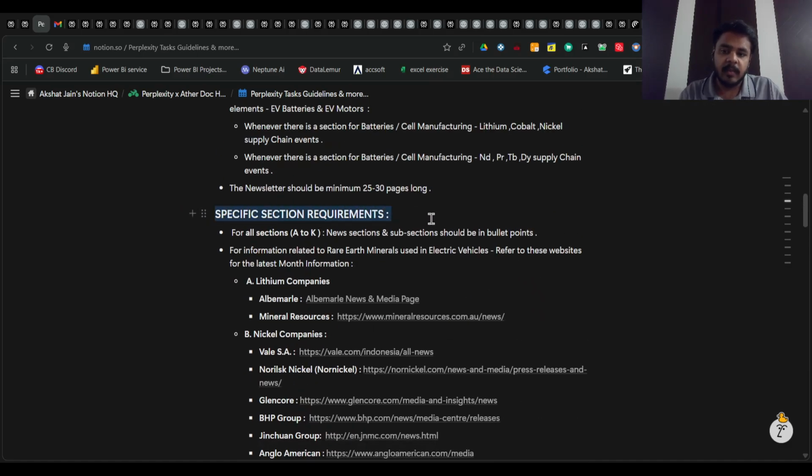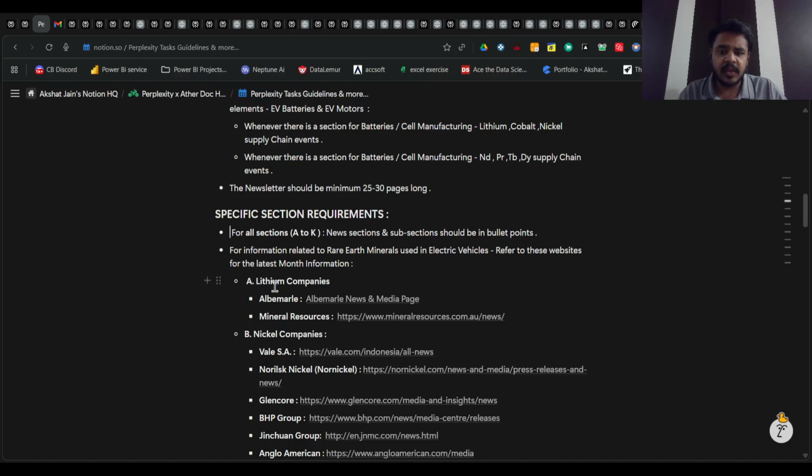Also, we have made specific news section requirements. For example, we want our newsletter to contain all the news in bullet points, right? We don't want any paragraph type of news. So we have mentioned this thing, right?